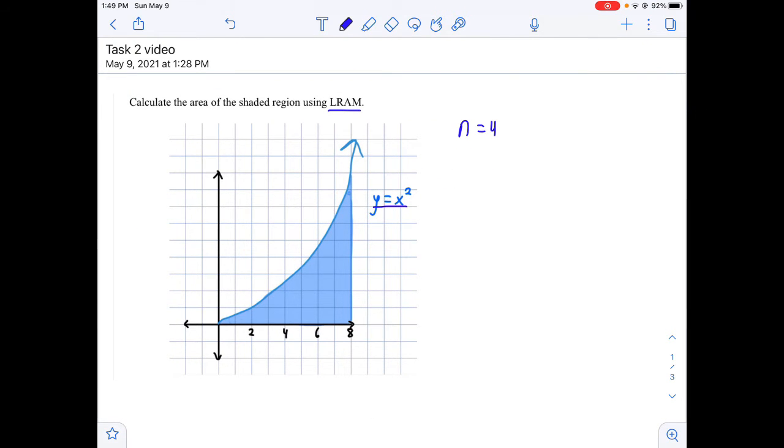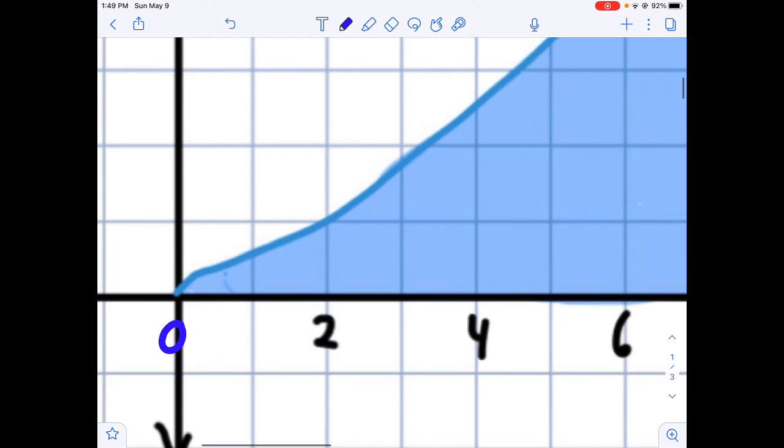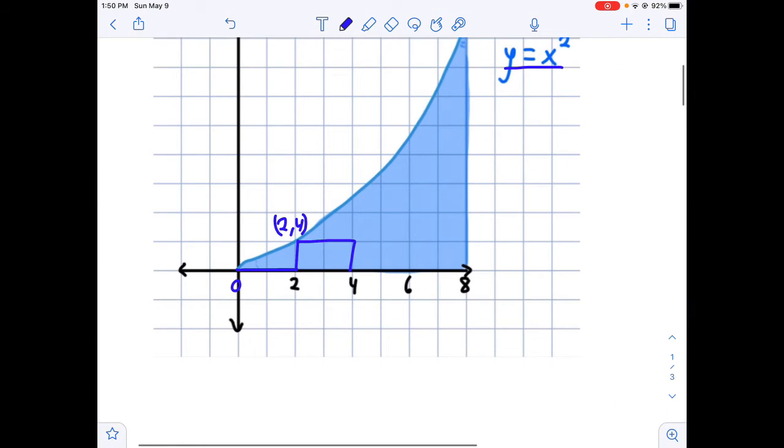So the first rectangle will start at the leftmost point, 0, then it goes across to 2, so it doesn't have any area. The next one starts at the leftmost point, starting at 2, and then across, and then 2 squared is 4, so that's the notation for there.